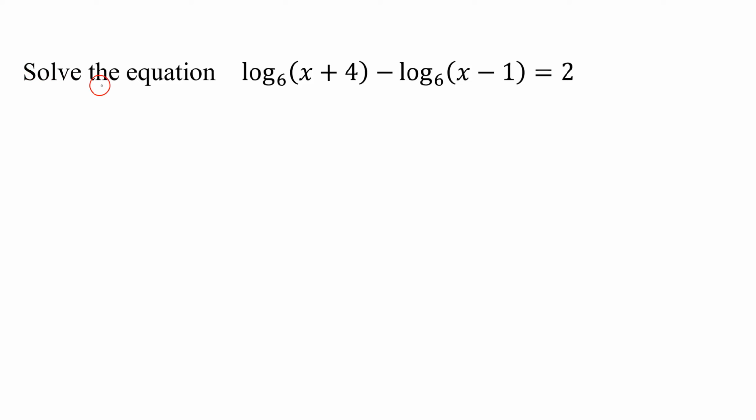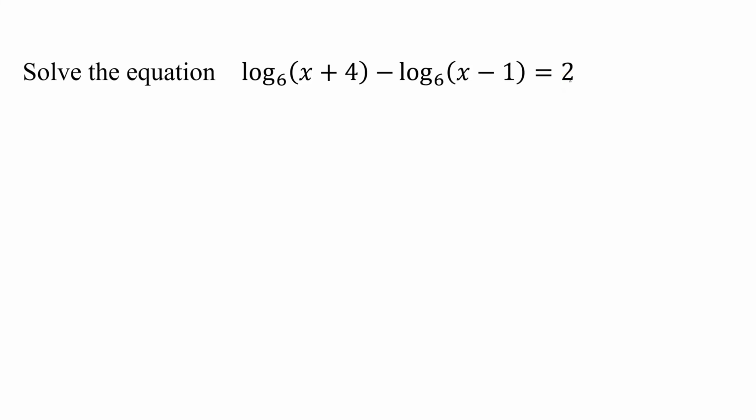In this problem, we need to solve the equation log to the base 6 of x plus 4 minus log to the base 6 of x minus 1 equals 2. What type of equation do we have here? It's an equation that has two logarithmic terms, but it also has a constant.